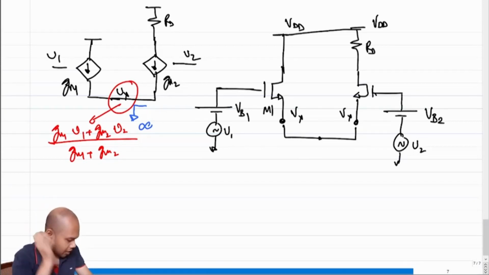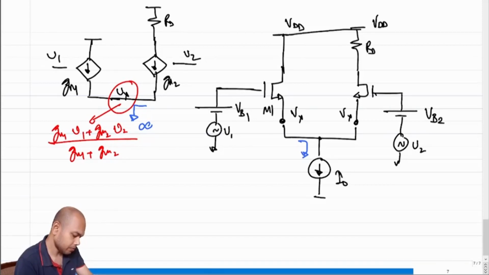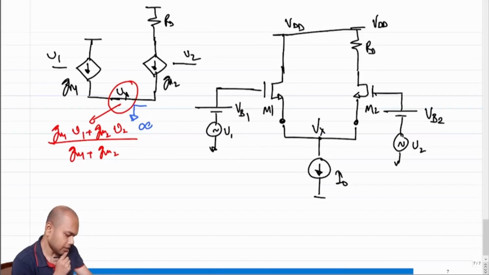Which means that looking downwards from the source, I need to see an incremental open circuit. And what contraption do you know that gives you an incremental open circuit? You guessed it right. This is a current source, right? So let's put a current source and let's call this I0. Okay, so this is M1, this is M2, this is the voltage Vx, and this becomes the transistor level schematic of our differential amplifier.